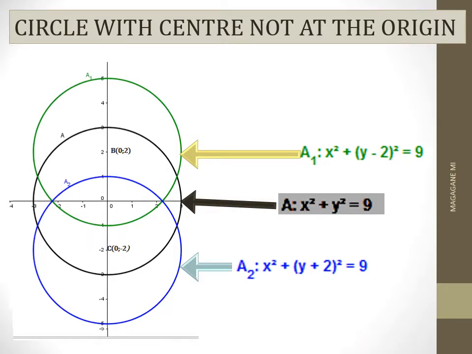So when you have the first equation, x² + (y - 2)² = 9, the graph has shifted up. When we subtract 2 from y, the graph shifts up and our center will be (0, 2). Right.